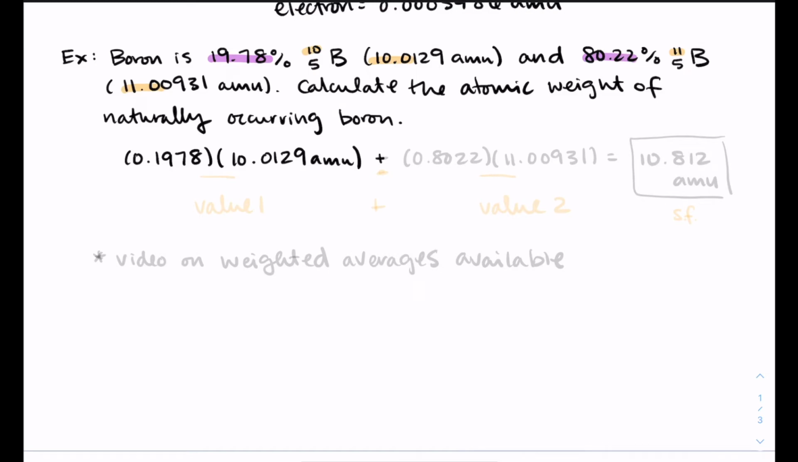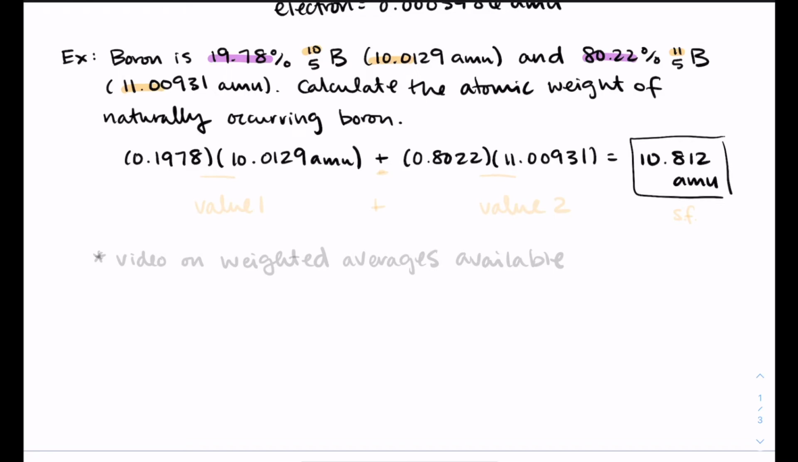So 0.1978 times 10.0129 plus 0.8022 times 11.00931, and this would give me 10.812 atomic mass units. And if you take a look at the periodic table, it's much, much closer than either of the individual isotope masses to what the atomic weight is listed in the periodic table.